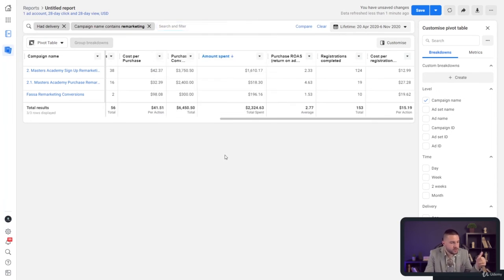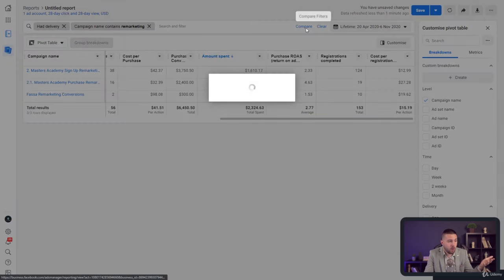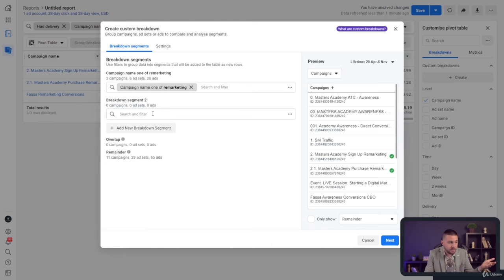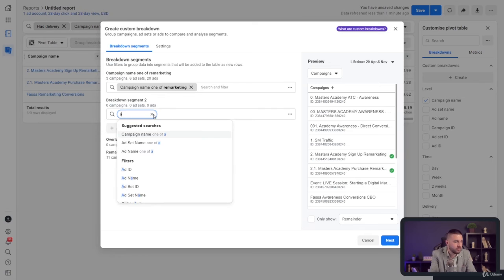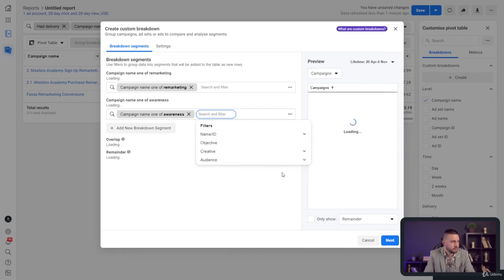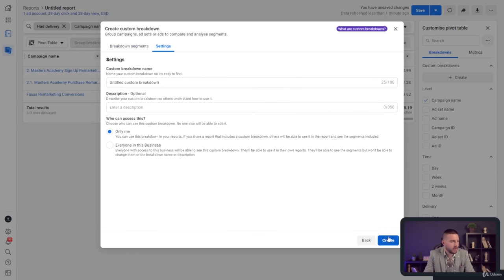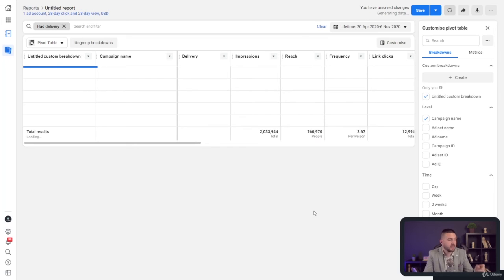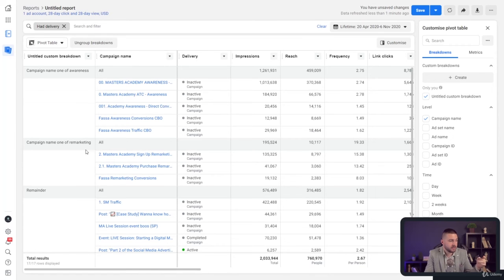Again, if you use the right naming conventions, you will feel so much better with this report, and you can really quickly and easily pull the right campaigns and ad names and whatever by using the search and filter functionality over here. You can also compare different filters. So you want to compare a campaign, for example, the remarketing against the awareness. And go ahead and do that. And create a custom breakdown from that, right?